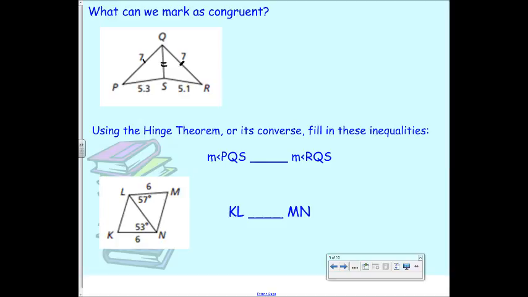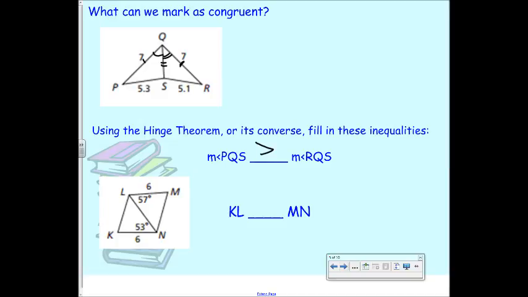So in this case, I want to figure out which is bigger, angle PQS, which is this one, or angle RQS, which is this one. How can you figure out which one of those is bigger? PQS has to be bigger. Why? Because it's across from the bigger side. So PQS is bigger, which means my alligator is going to be facing PQS. That's a greater than sign because it's trying to eat PQS because PQS is bigger.